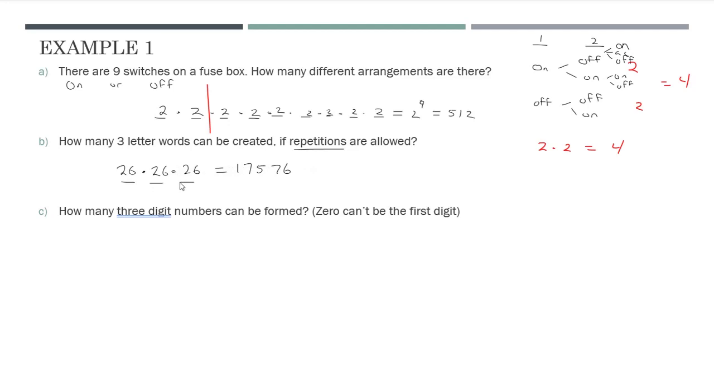C is our last one. How many 3-digit numbers can be formed? So 0 can't be the first digit though. So again, all 1, 2, 3 digits. Now, normally there's 10 different options, but because 0 can't be the first digit, I've actually only got 9 choices for that first digit. Second digit, we go back to 10, and third digit, we also go back to 10. So then when we multiply those using the fundamental counting principle, we get 900 different permutations of this.